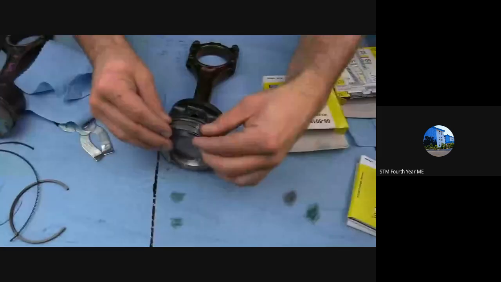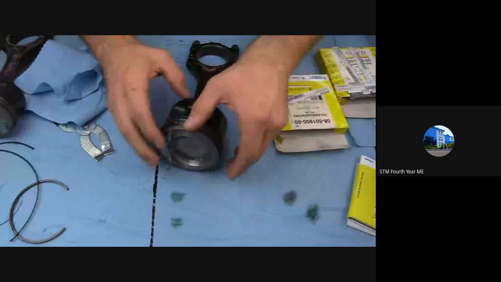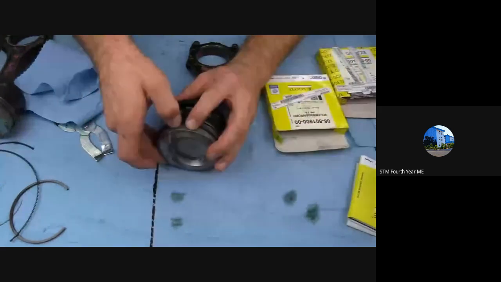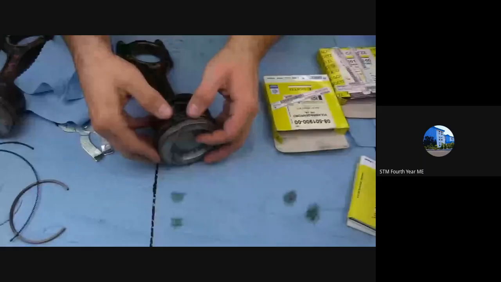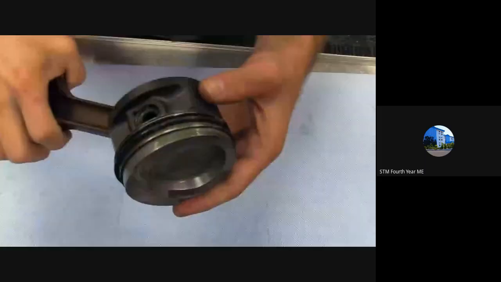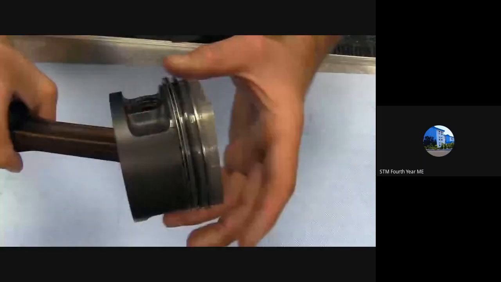He's trying it by hand itself. We can also use the tool, called a piston ring expander, to expand the ring and then place it in the grooves provided in the piston. So you can see the seating of the piston ring.